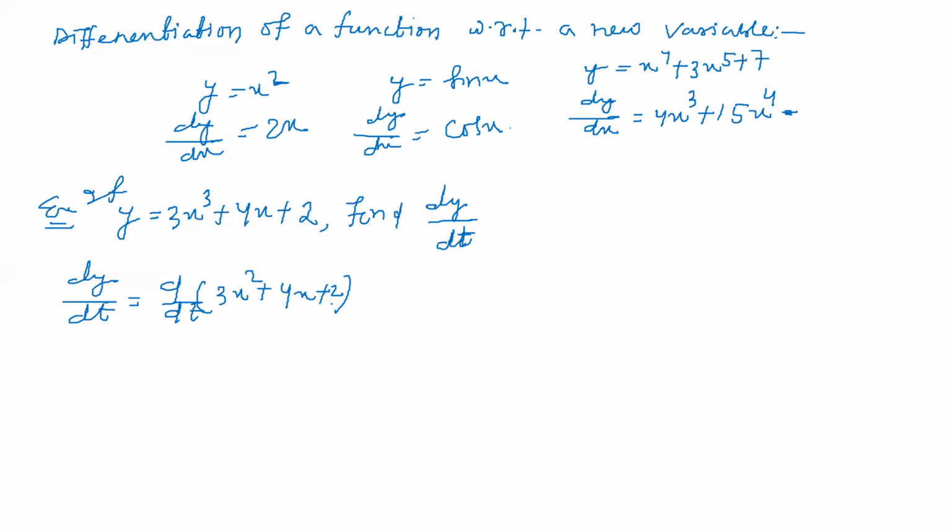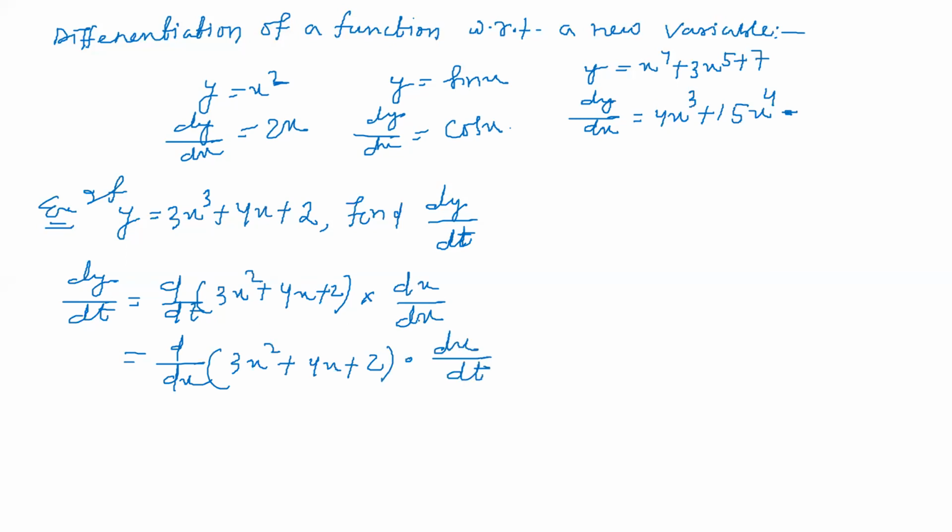Now what we have to do: to find dy by dt, let us multiply and divide by dx. Multiply by dx by dx, and after that, bring the dx to this side. So d by dx of 3x cube plus 4x plus 2, and again here you interchange, taking dx by dt. That means dx you took here, dt you brought here. So now d by dx of this you will be able to find.